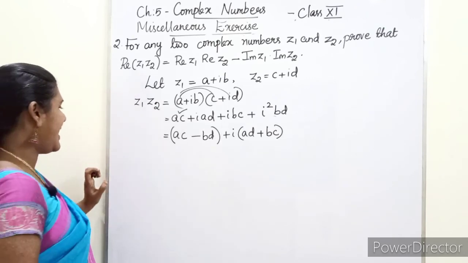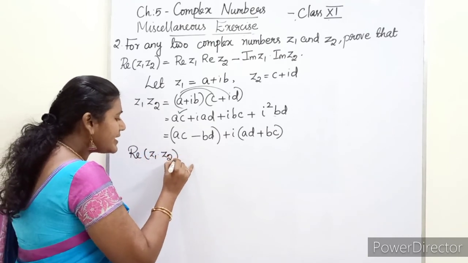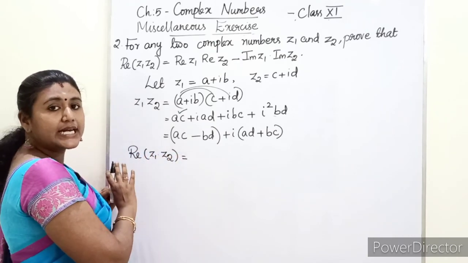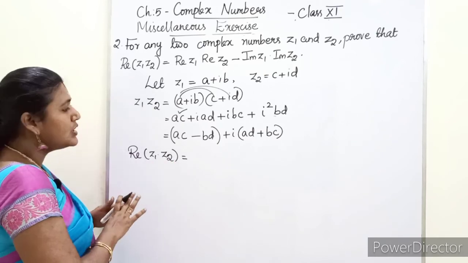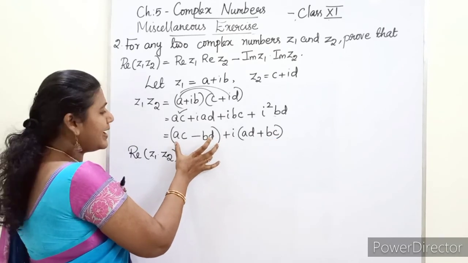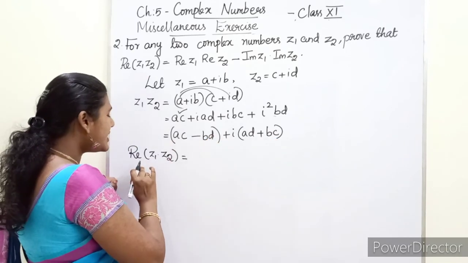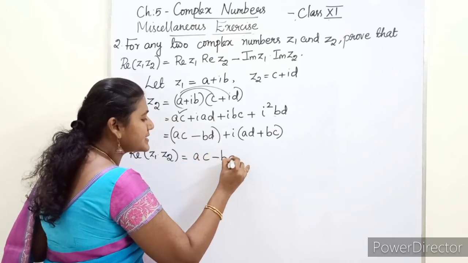Okay, now we will take real of z1 into z2. It means we have to find the real part of the product of z1 and z2. So we got the product. From this, what is the real part? This portion. So real of z1 into z2 is ac minus bd.